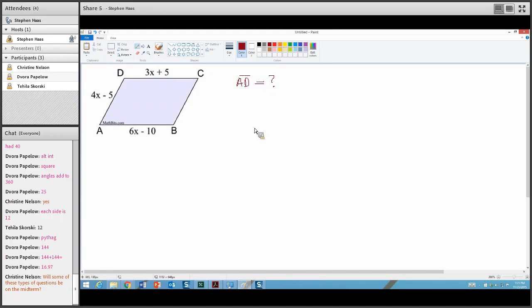Okay, what do we know? Obviously, in order to get AD, what do we have to figure out? We have to figure out what x is. If we don't know what x is, we have no chance of figuring out what AD is. How do we figure out what x is in this case?